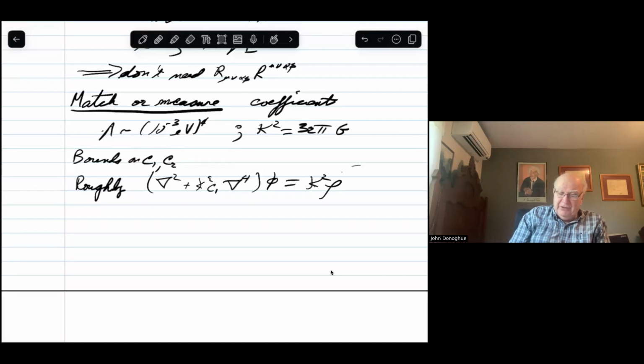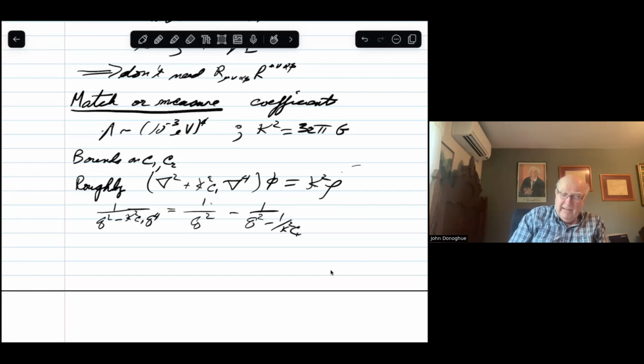And so if those coefficients were particularly large, you would be able to see them at macroscopic distances. The way you would see this is that the Green's function would be 1 over q squared minus kappa squared c1 q to the fourth, which if you partial fraction is 1 over q squared minus 1 over (q squared minus 1 over kappa squared c). So if you just combine those up, you get the quartic propagator.